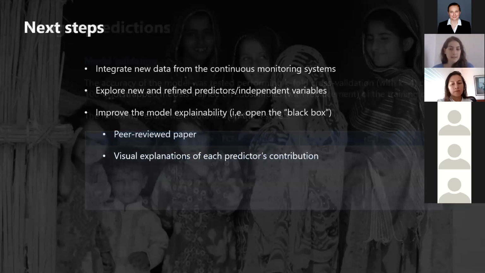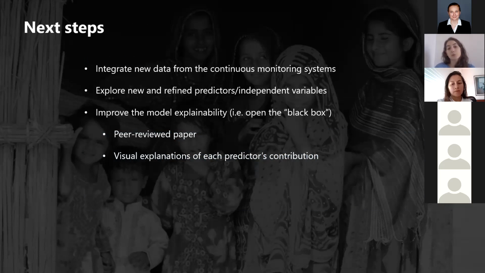So what are the next steps? As I was saying, we integrate the new data from the continuous monitoring systems. We are also exploring new predictors, or refining the ones that we already had. For example, with the ACLED conflict variables, at first we were just looking at the number of fatalities in a given area. Now we're trying to figure out which variable is the best predictor for food insecurity, like looking at change over time, or looking only at certain classes of events, etc.